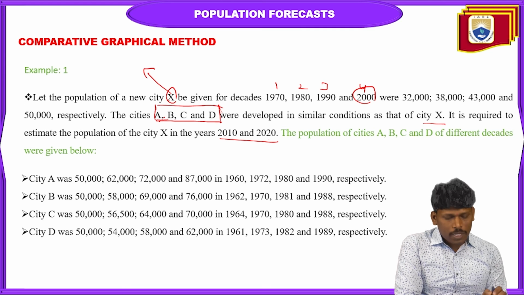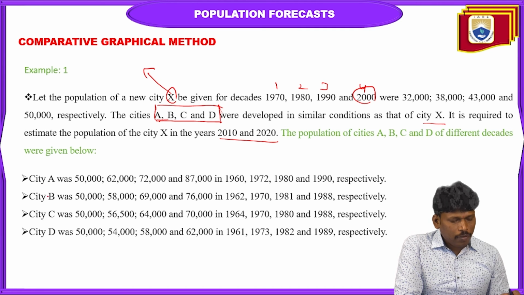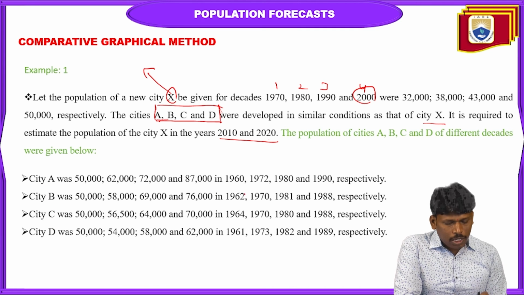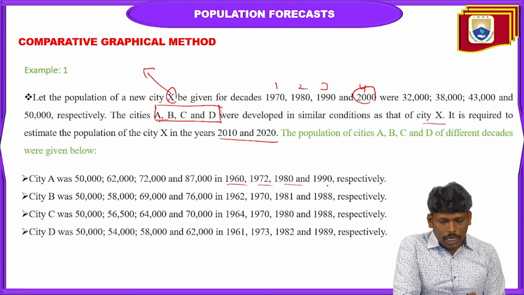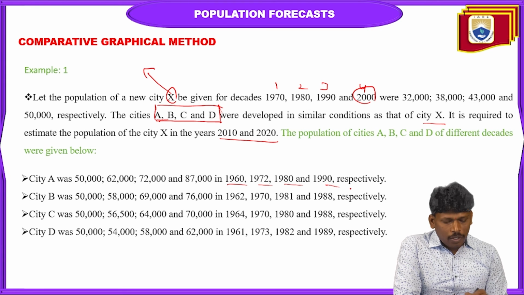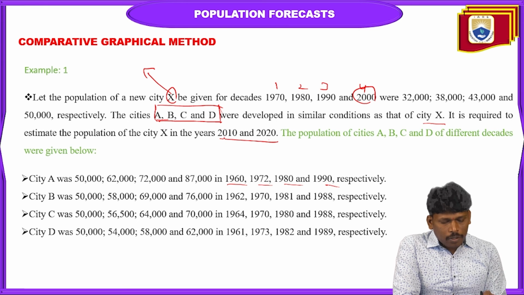Those previous data you can see here for city A, for city B, for city C. You can see for 1960, 1972, 1980, 1990. So then we need to calculate for 2010 and 2020. Very simple.